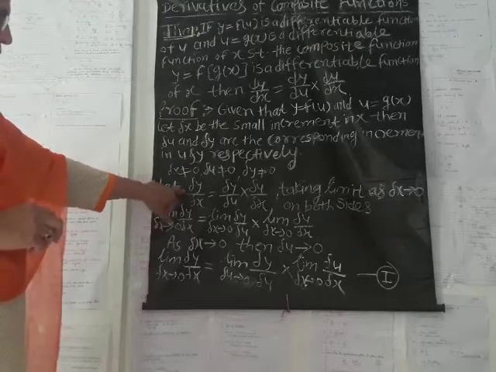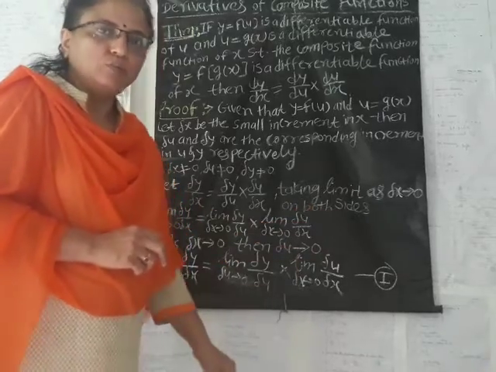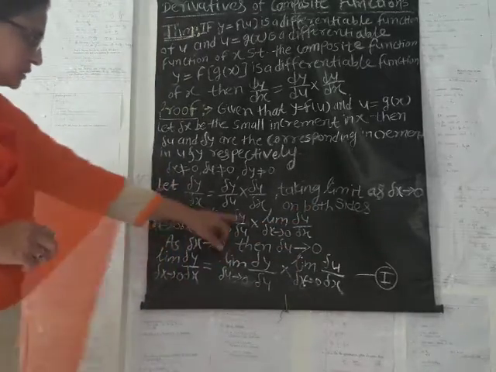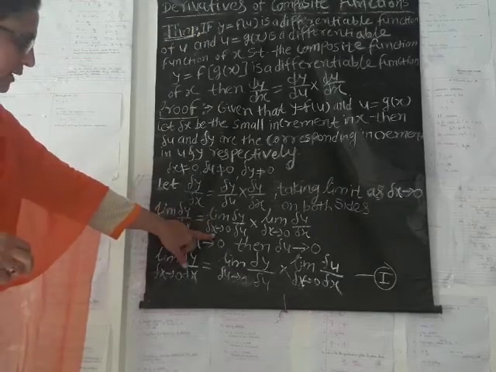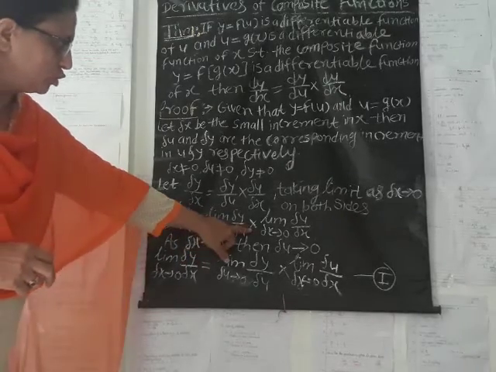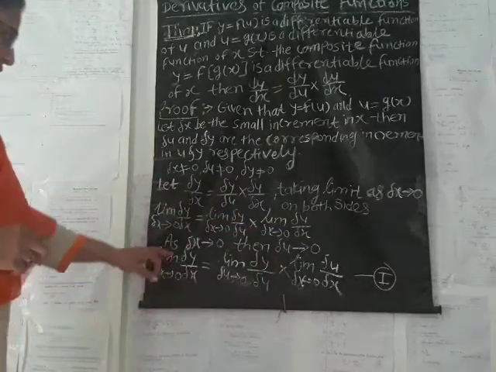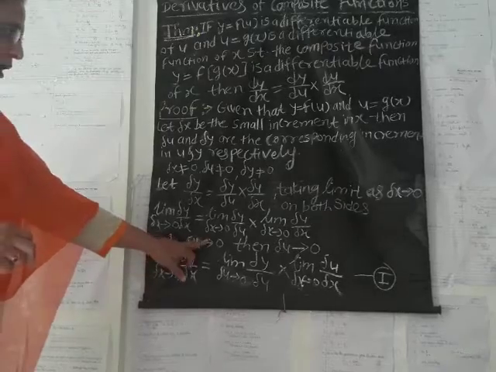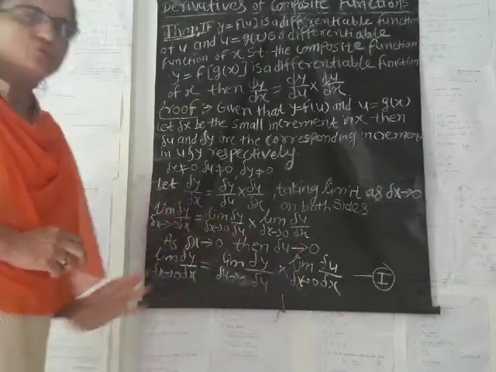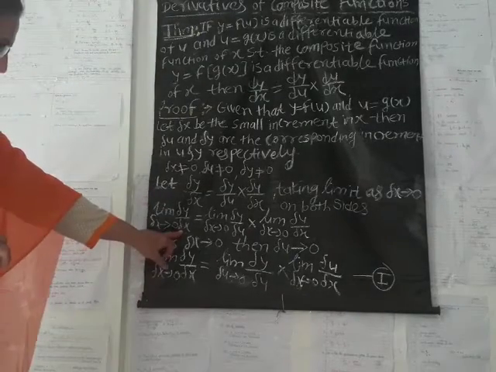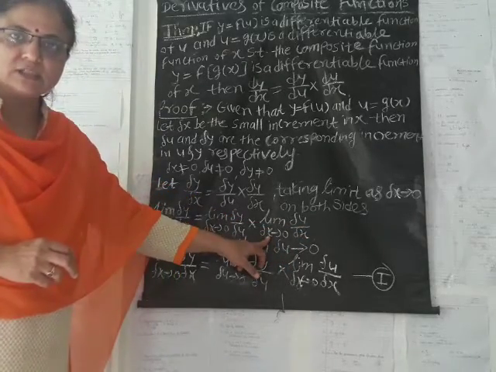After writing this, taking limit delta x tends to 0 on both sides. Okay, take limit on both sides. Here take limit delta x tends to 0 of delta y by delta u into limit delta x tends to 0 of delta u upon delta x. Remember, as delta x tends to 0, then delta u also tends to 0.